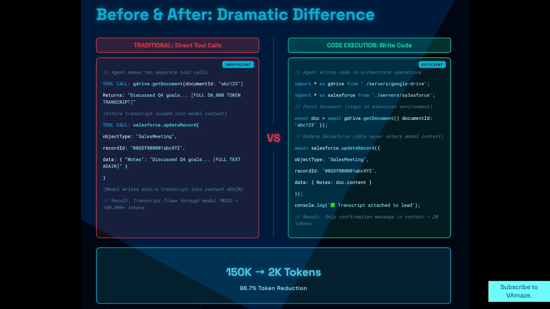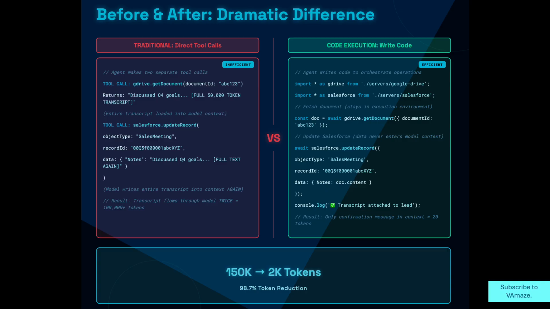The model processes it. Then the model needs to call Salesforce to update the record, and to do that, it has to write out the entire transcript again as part of the tool call parameters. So that meeting transcript flows through the model's context window twice. For a 2-hour sales meeting, we're talking about 50,000 additional tokens. You're essentially paying for the model to read and write the same content multiple times, even though the model doesn't actually need to reason about most of that content.